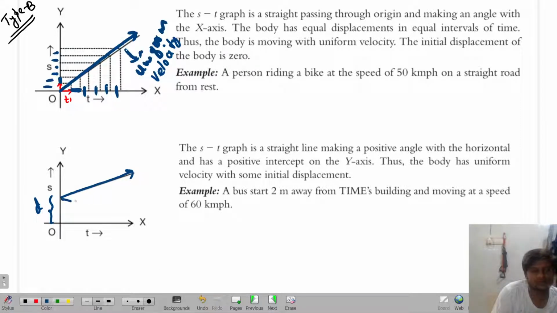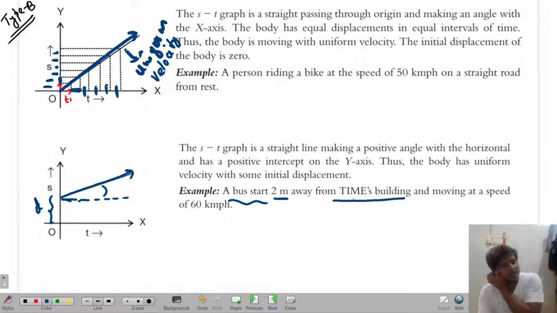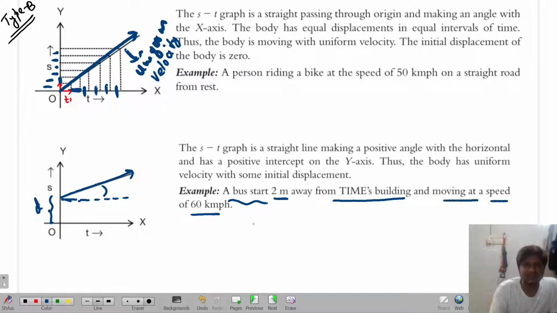This line, this inclination is showing that it is moving with uniform velocity. Understood or not? Tell me yes or no. So I can take an example. Let's suppose a bus starts 2 meters away from the Times building. Let's suppose wherever you have a building. So the bus starts 2 meters away from the building, moving at a speed of 60 kilometers per hour. Try to understand. It is written moving at a speed of 60 kilometers per hour, which means the speed is not changing.